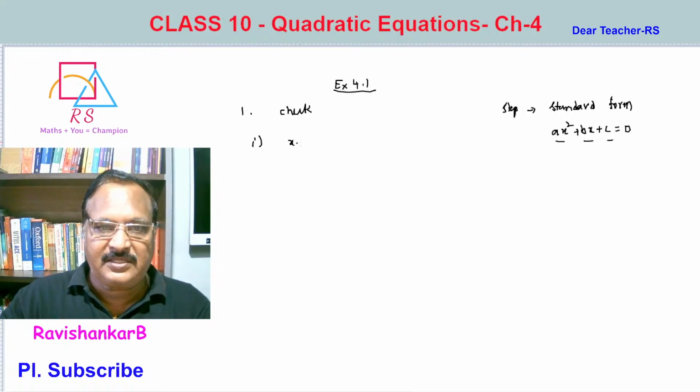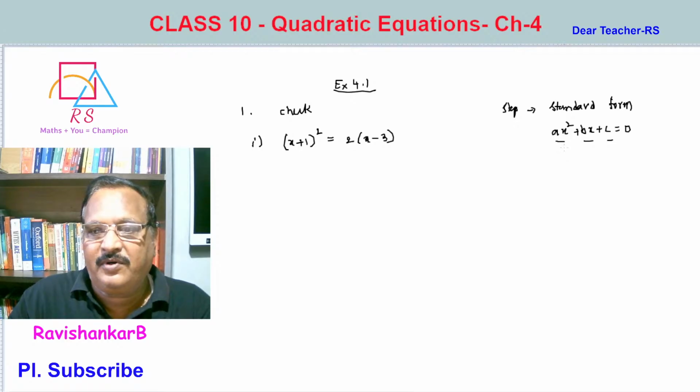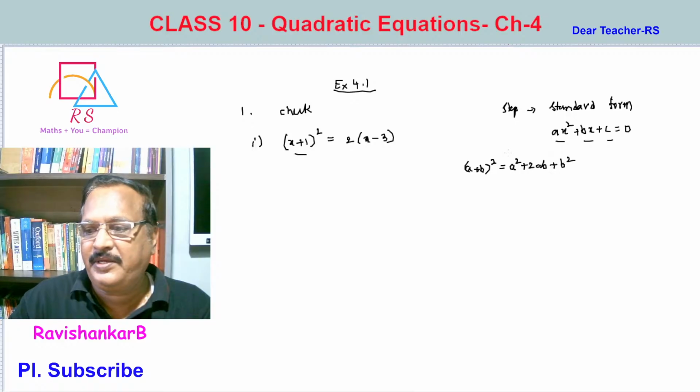If you take x plus 1 whole square, first bit I am doing, x plus 1 whole square equals 2 into x minus 3. So now this is not in the standard form. Okay, there is a whole square on the left hand side, and on the right hand side also x terms are there. It is not in the standard form. You have to bring it to the standard form. So on the left hand side you have to apply the a plus b whole square formula, because it is a whole square. A plus b whole square formula, a square plus 2ab plus b square. This is the formula you have to apply.